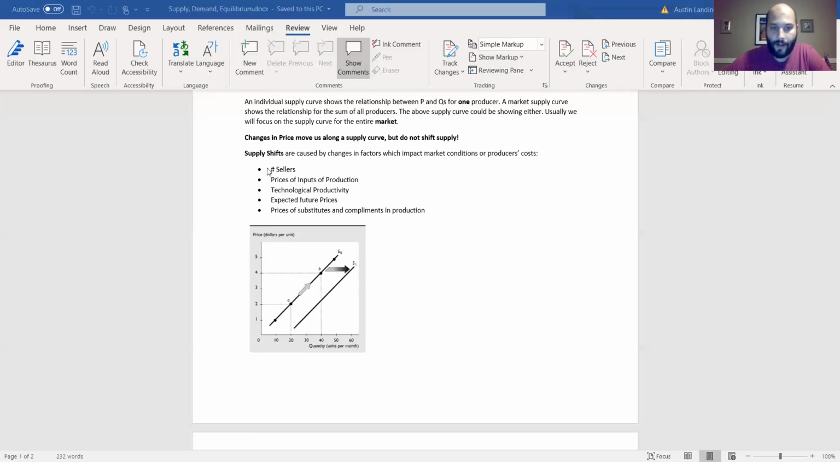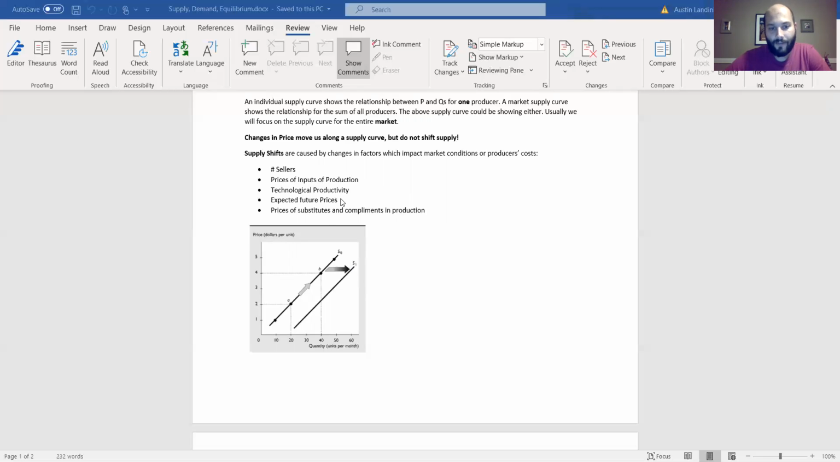If we have a greater number of sellers on the market, then at each price we have more people selling stuff, so we have a higher quantity provided at each price. Prices of inputs of production: here, if our good for some reason got cheaper to make, now we have a shift to the right in supply, an increase in supply, where at any given price the market is willing to supply a higher quantity. If we get improvements in technology, we could see shifts to the right in supply.